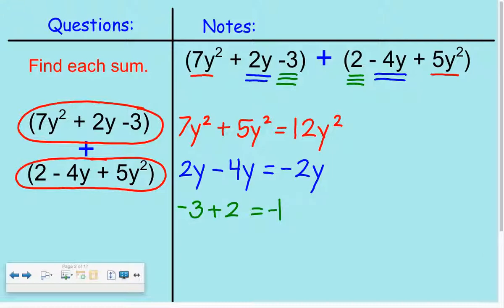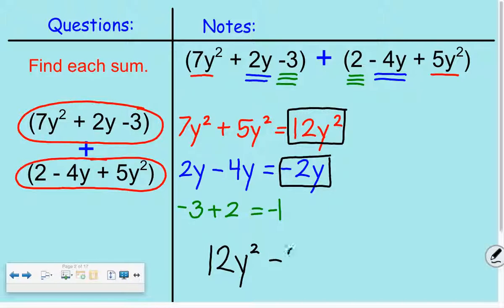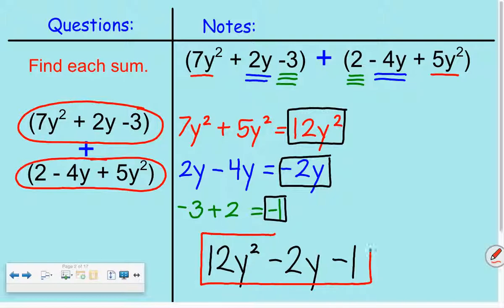Now I'm going to take all three of those things and group them together in my answer. So I'm going to take the red part here, 12y squared. I'm going to take the blue part here, negative 2y. And I'm going to take the green part here, negative 1. So this right here, 12y squared minus 2y minus 1 is my answer.